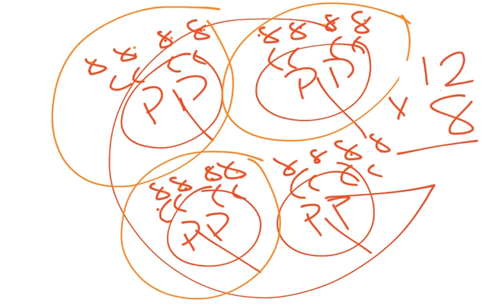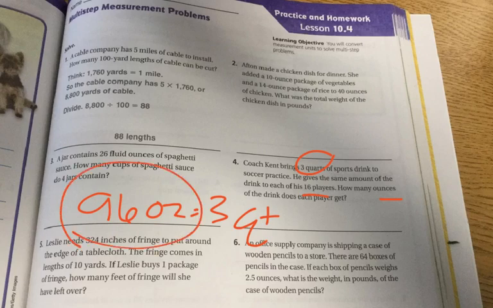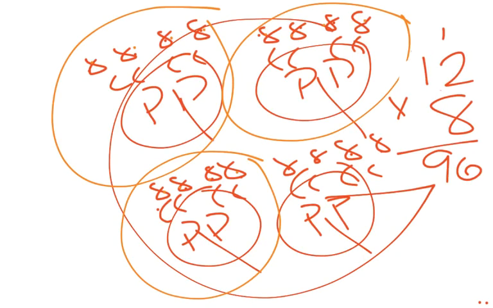So 12 times 8. 8 times 2 is 16. 8 times 1 is 8, plus 1 is 9. So there's 96. There's 96 ounces in 3 quarts. But I need to figure out, of that 96 ounces, how much does each player get? So I'm going to do 96 divided by, I believe I said there are 16 players.